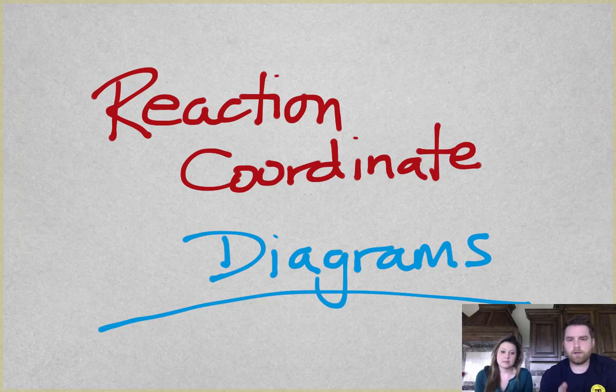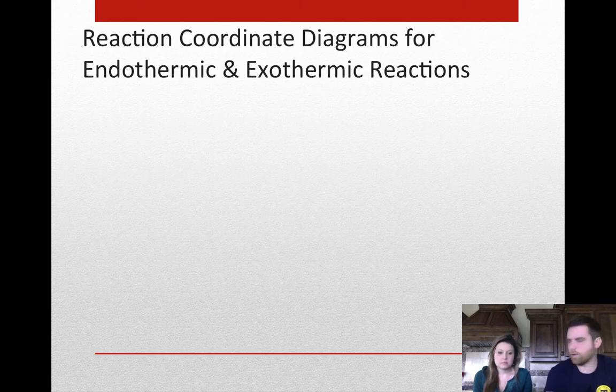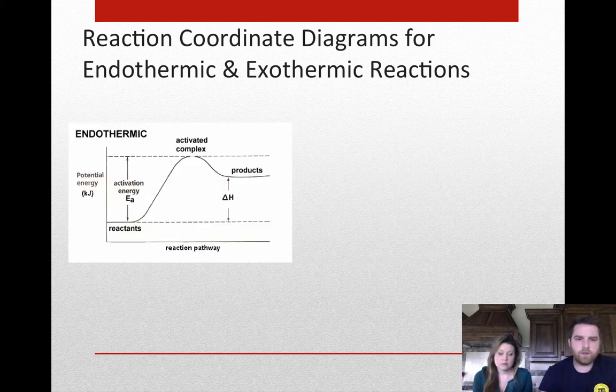All right, kiddos, let's talk about reaction coordinate diagrams now. So this is going to be looking at endothermic versus exothermic reaction charts and just kind of interpreting what they mean. So the first one here, we're looking at an endothermic reaction.